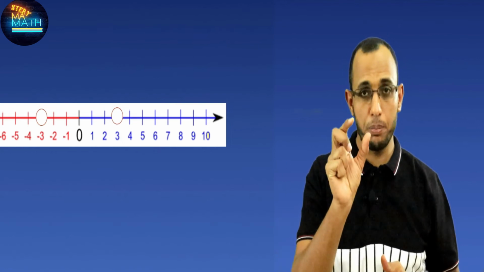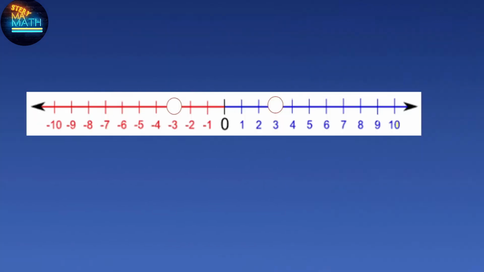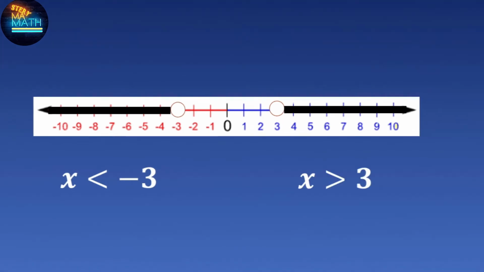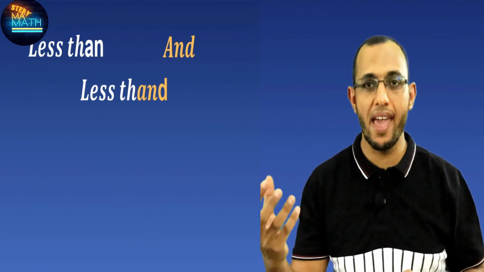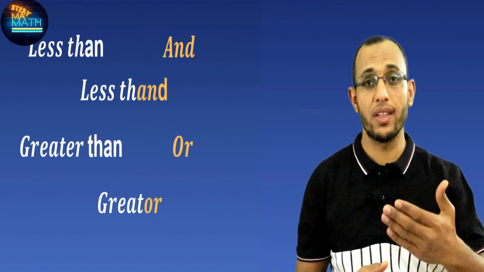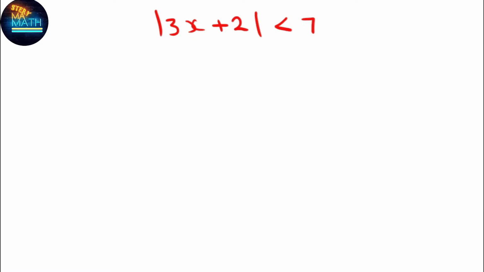If you can't check, you can pause the video here and solve it yourself. Did you get it? I can split it into two inequalities. The first one will be x is less than -3, or x is greater than 3. Remember, when I say the word less than, you'll select AND inequality. And when I say greater than, you will select OR.